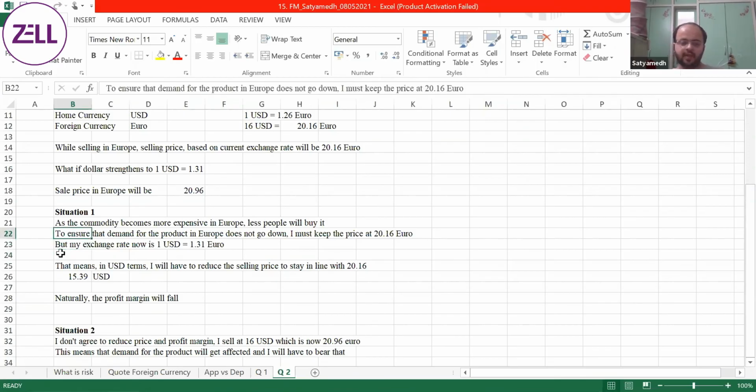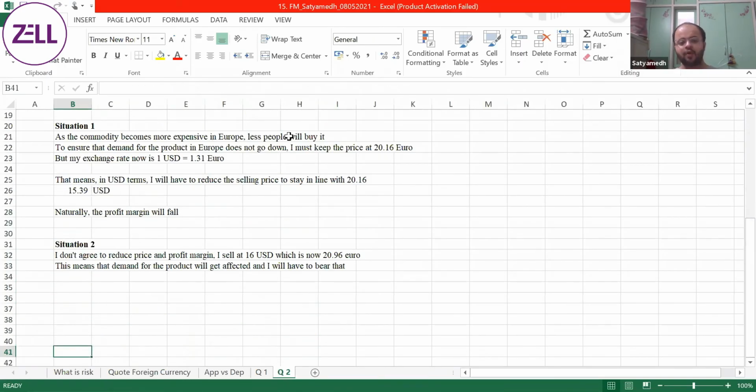Okay. See, Rishabh, what happened here was, now the commodity has become more expensive clearly, right? It is now worth 20.96 euros in the continent, right? Now, because the commodity is expensive, I know that less and less people will buy it. I don't want my demand to go down. So I keep my price in Europe at 20.16 euro. When I am fixing the price at 20.16 euro, my exchange rate is $1 equal to 1.31, right? In US terms, 20.16 euro will be equal to how many dollars? 20.16 upon the current exchange rate of 1.31. That gave 15.39. In situation 1 the profit margin will reduce. In situation 2 the demand will reduce.